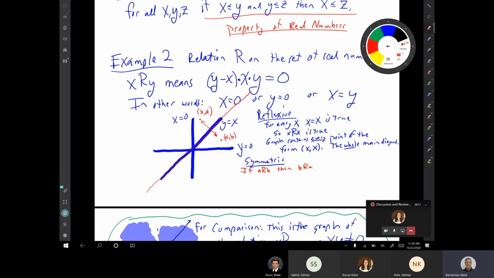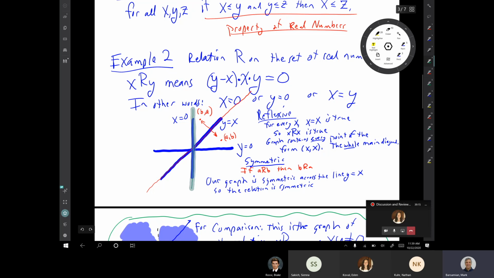And so graphically, we'd say, Nathan, back to what I was pestering you about, that our graph is symmetric across that line. In other words, that line y equals x is a line of symmetry for our graph, and so the relation is symmetric. And Nathan, what you were talking about is true, there is another line of symmetry. The line x equals 0 is a line of symmetry, but that has nothing to do with the relation being a symmetric relation. We're only talking about this one.